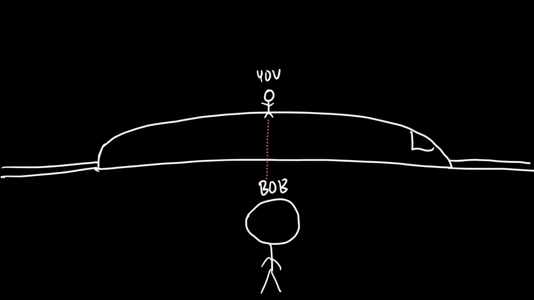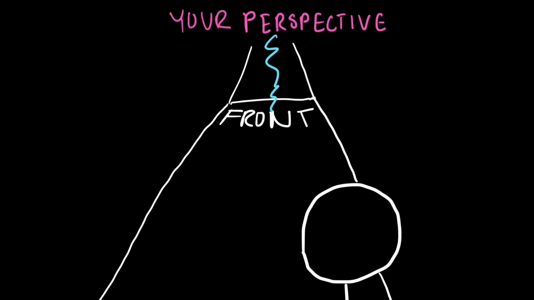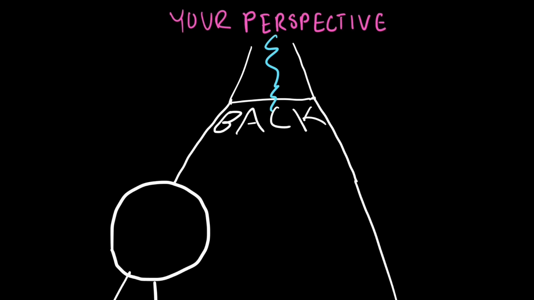Imagine once again you're on that train and you're sitting exactly in the middle of it, and Bob is on the platform. At the exact time you and Bob are aligned, 2 lightning bolts strike the ends of the train. From Bob's perspective on the platform, he sees both flashes at exactly the same time. But you on the train, you see the front flash first and the back flash second.